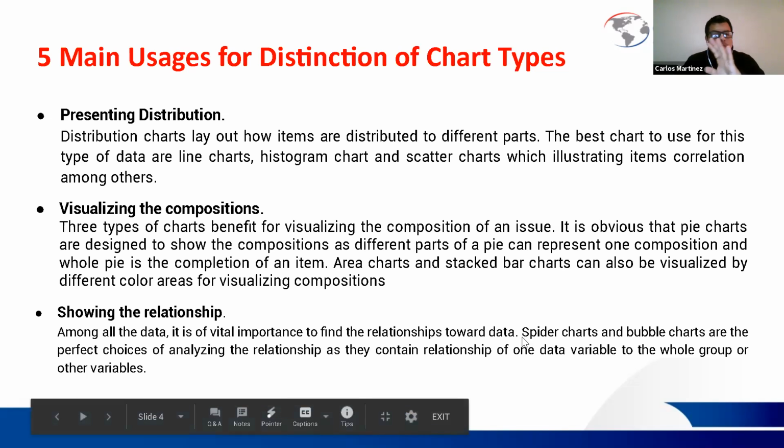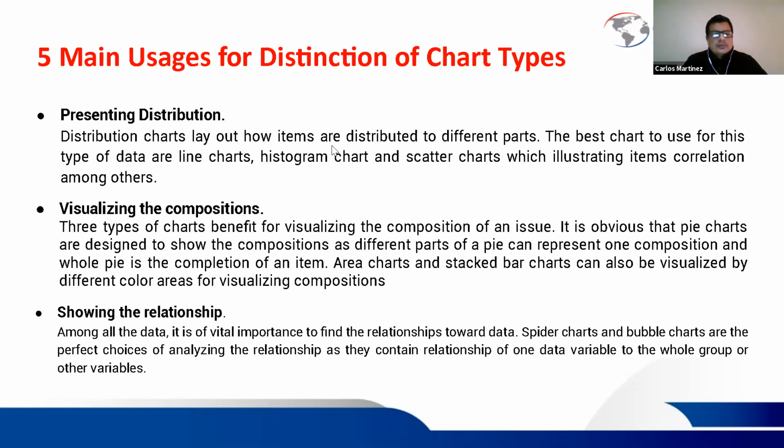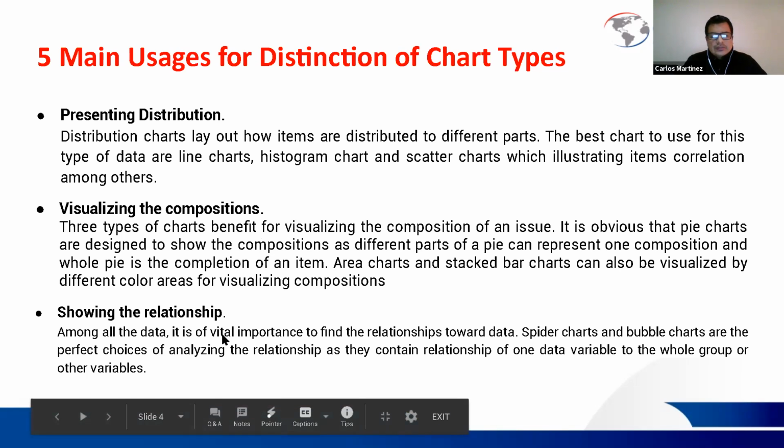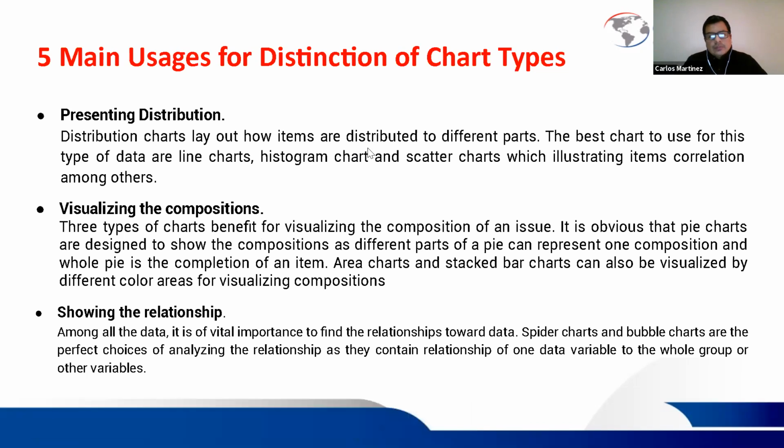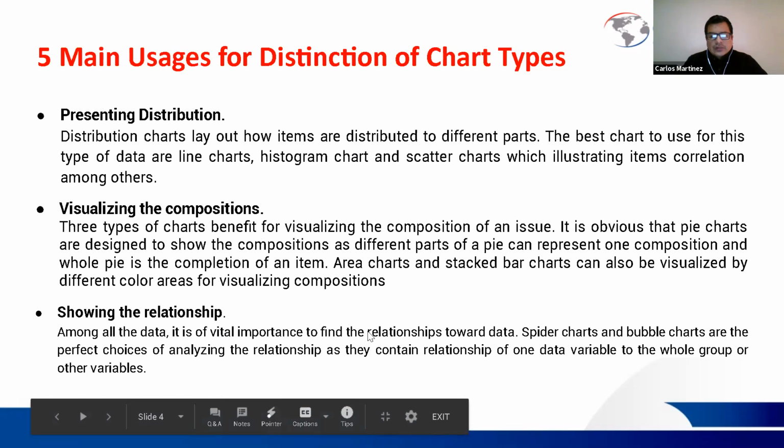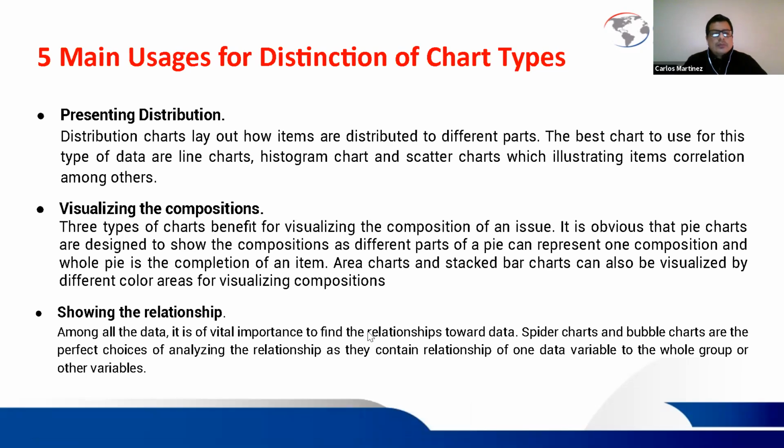So the first three that we're going to mention: to talk about how things are distributed, second, how things are composed, and the third is to show how they are related. To talk about distribution, the best to use are line charts, histogram charts, and scatter charts. To visualize composition, the best one will be the pie chart, but we can also use stack bar charts. And to show the relationship, the best one is the spider chart, but bubble charts are also important there.